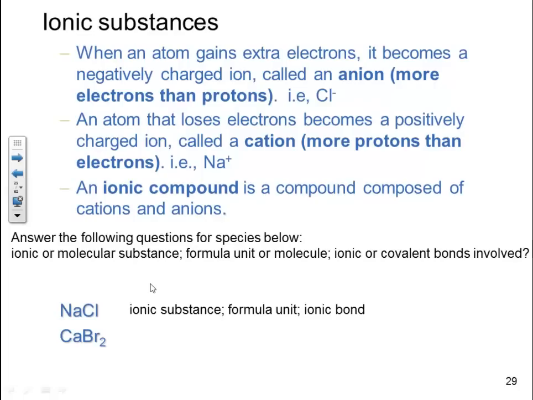Let's look at CaBr2, calcium bromide. Once again, we're talking about a metal and a non-metal, so we're referring to an ionic substance. We will refer to this as a formula unit, because it's an ionic substance, and we also have ionic bonds.